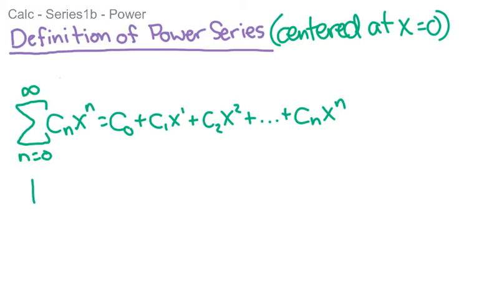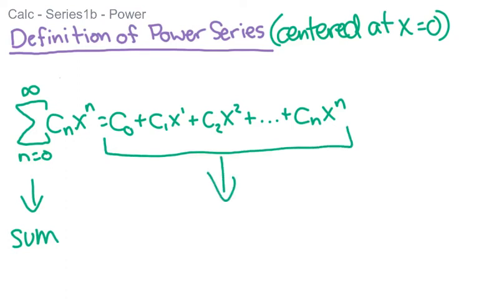But like I said, this piece right here is a sum, and this piece right here is a polynomial. So in essence, one of the things that we're studying right now is how we can represent a polynomial using a sum. Or in other words, is it possible that we could add a bunch of terms together and create a function?